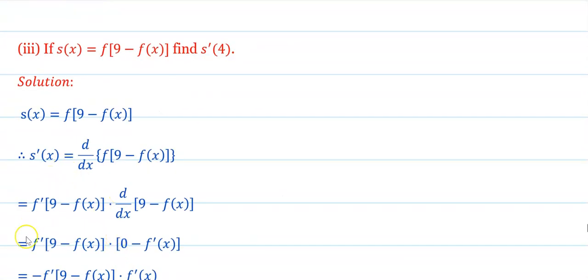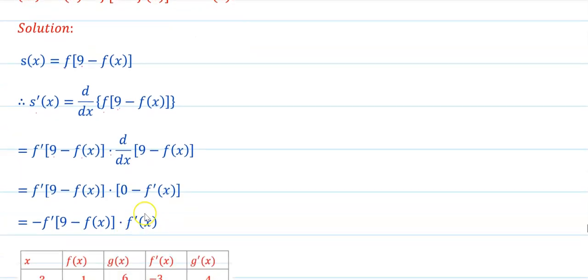Next problem. If s of x is equal to f of 9 minus f of x, then find s dash of 4. That means the value of x will be 4. Similarly here, s of x is equal to f of 9 minus f of x. Therefore s dash of x is equal to d/dx of f of 9 minus f of x. Again the derivative of that function: f dash of 9 minus f of x into d/dx of 9 minus f of x.